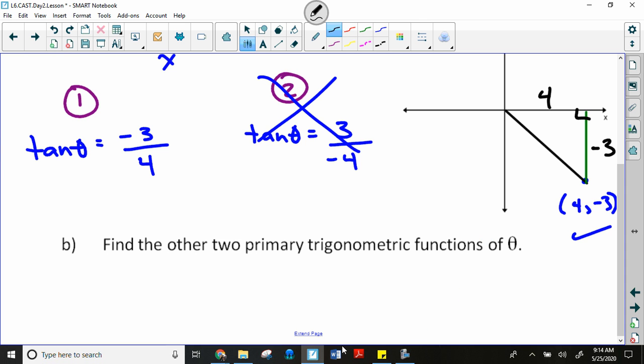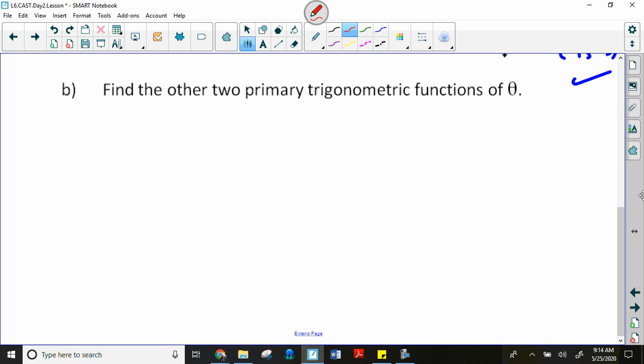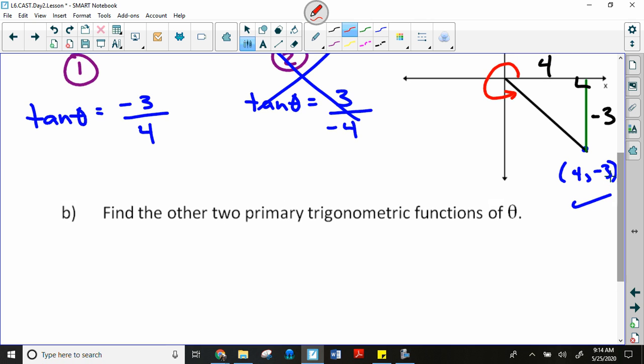Part B, find two other primary trig functions of theta in this situation, because don't forget, theta is whatever this angle is, and it's specific to the fourth quadrant. So in order to find the two other functions, we're going to need to find our hypotenuse. To do that, you need to use your Pythagorean theorem. Radius squared is x squared plus y squared, and then the last step would be to take the square root.